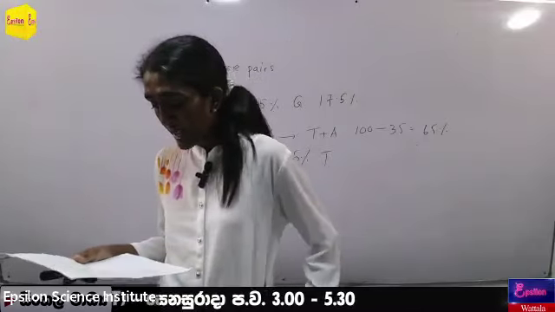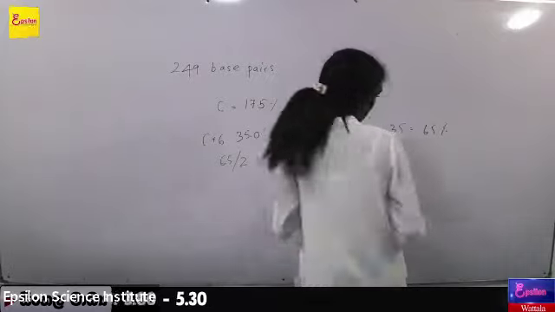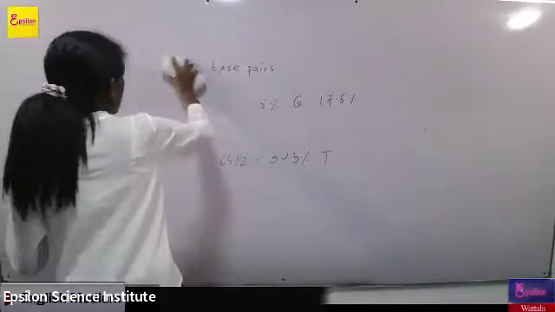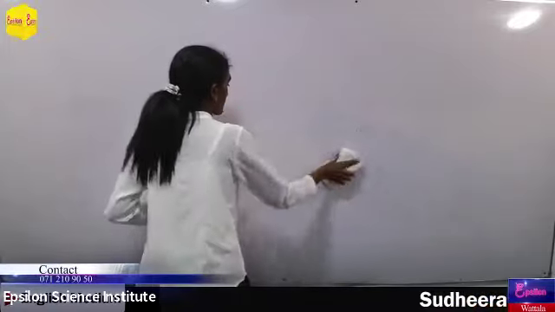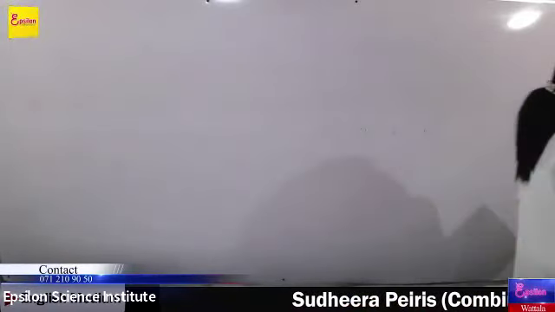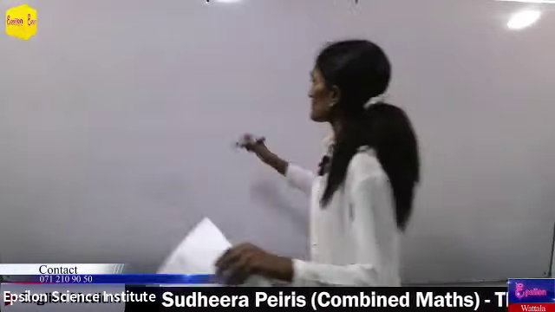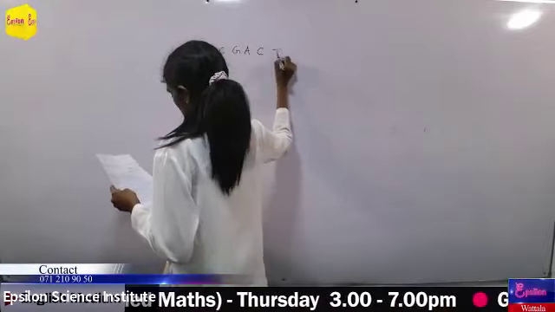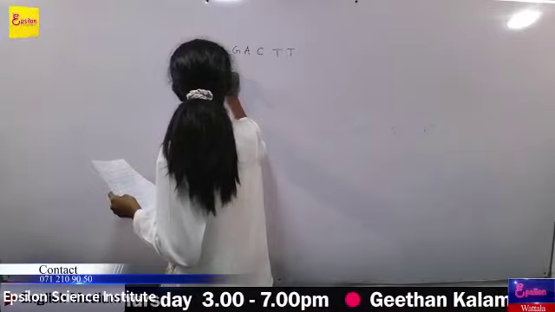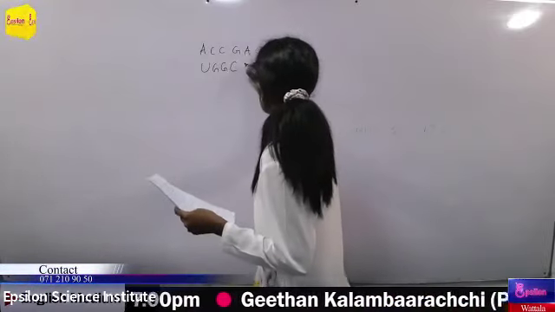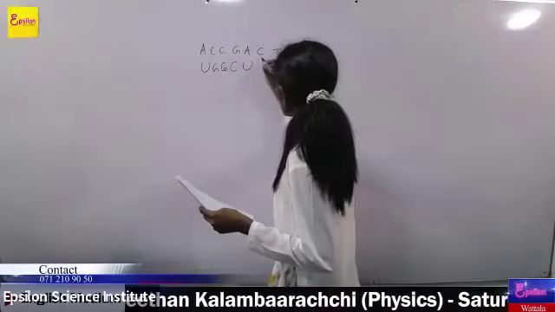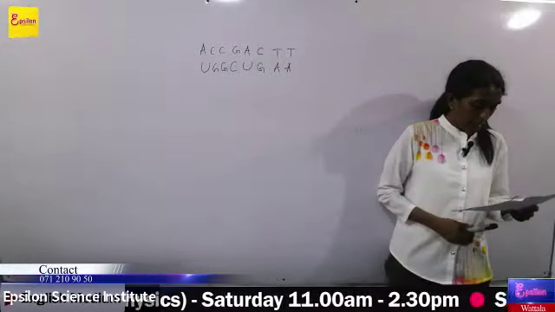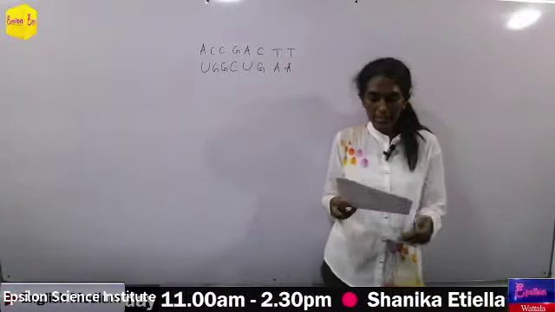Again, write the complementary RNA sequence for the given DNA section. So we are going to write the RNA sequence. U, G, G, C, thymine is not there, so U. RNA.